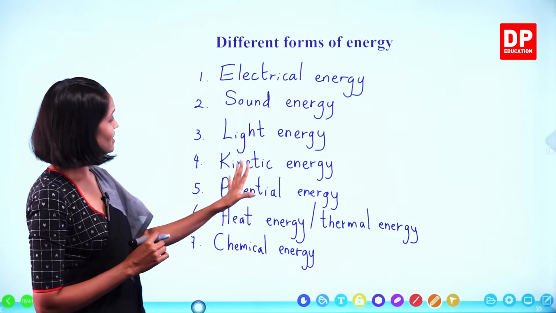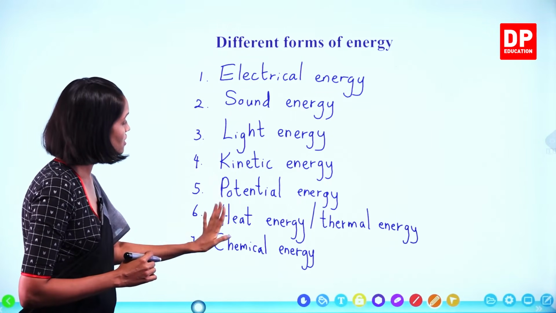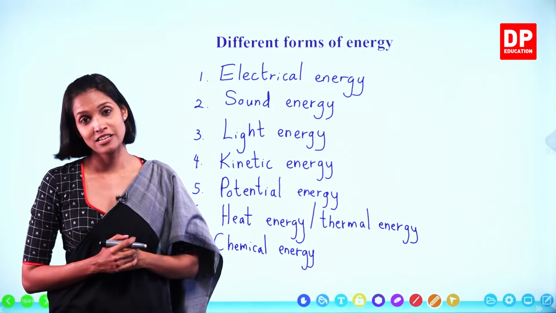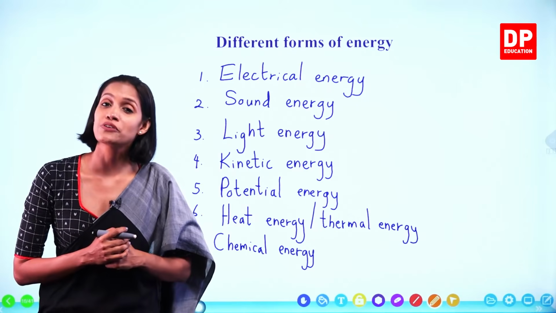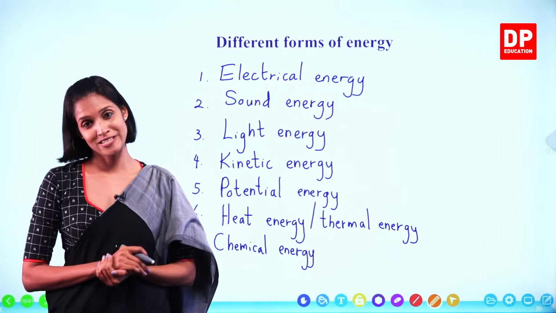And further we learned that there are different forms of energy. There are 7 different types of energy we discussed in the last activity. Right, children? So we are going to discuss each type of these energies in the next chapters.